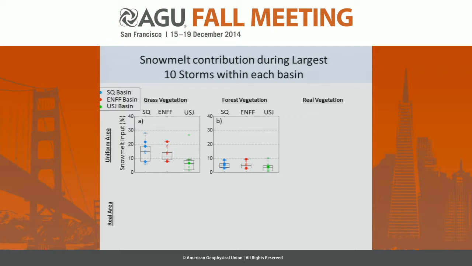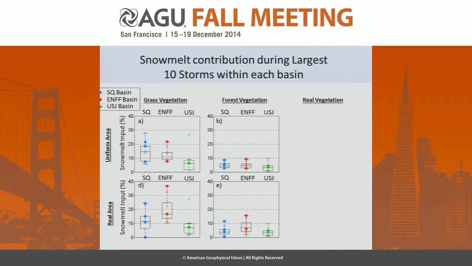You can also look at the impact of the hypsometry on the snowmelt contribution by going from uniform to the real area basin. We see a different impact for the Snoqualmie Basin in blue, where we have a reduction in the importance of snowmelt. But for the East North Fork Feather River Basin, we have an increase because more often we have that coincident elevation of maximum snowmelt with the largest area.